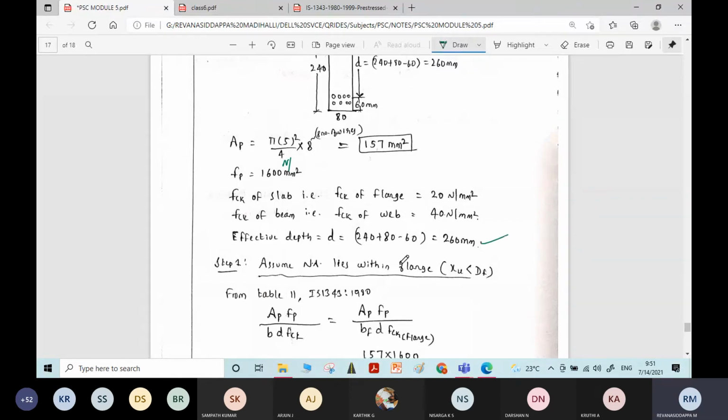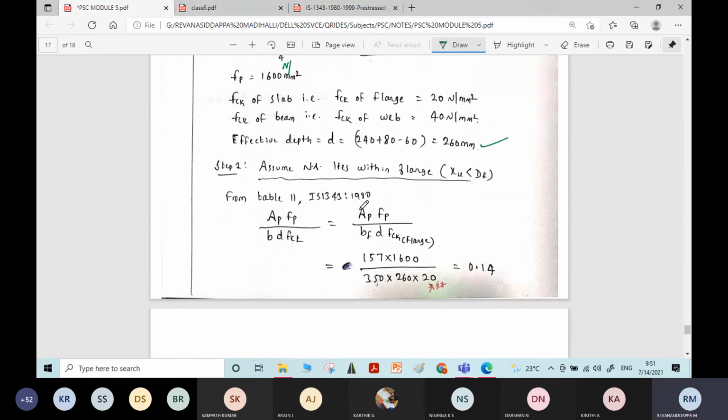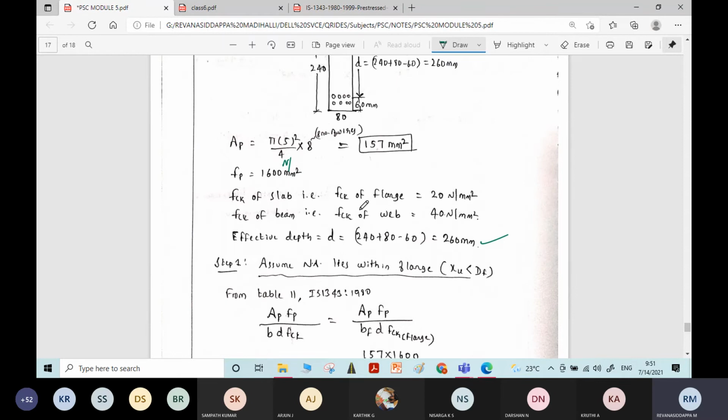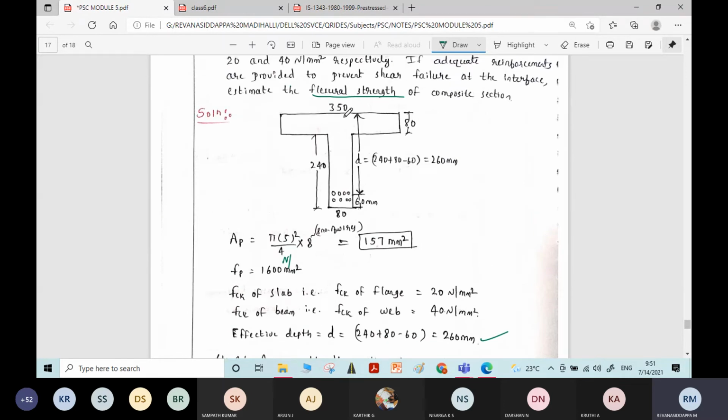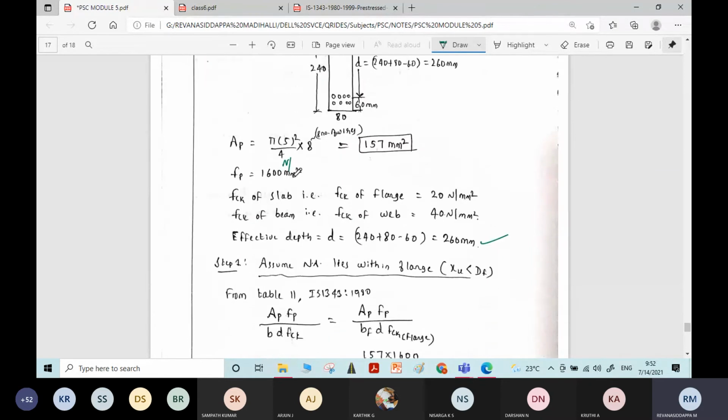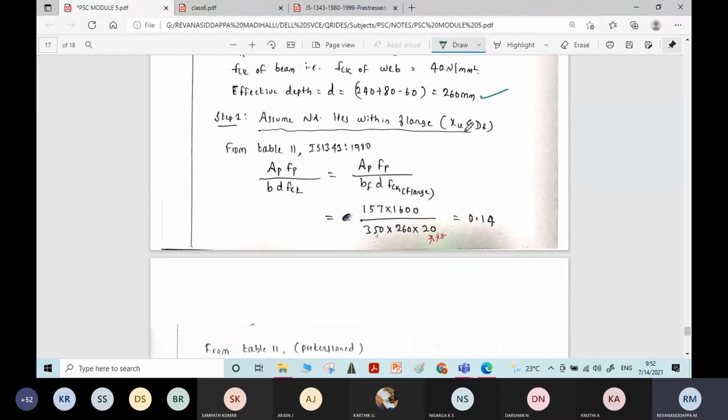Now, as we used to assume whether the depth of neutral axis lies within the flange or lies in the web, in the same fashion here also we need to make an assumption. If you look into the dimensions, the width of the flange is 350 and the overall depth is around 240 plus 80, around 300. Obviously, as the depth is lesser compared to the width of the flange, it will fall within the flange only. Therefore, I have assumed the neutral axis within the flange.